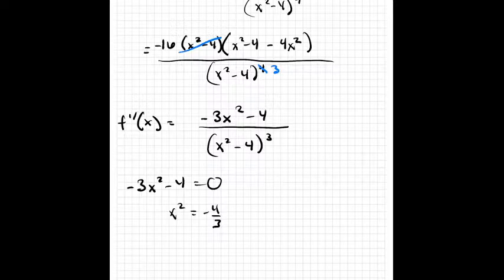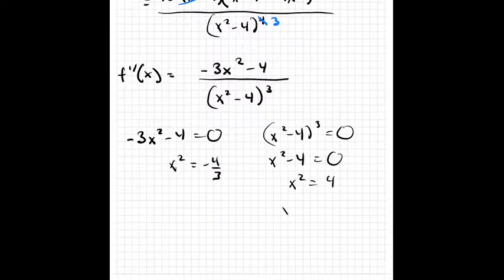Okay, let's set the denominator to 0 and solve. So we have x squared minus 4, cubed, equal to 0. Cube root on both sides: x squared minus 4 equals 0. Add 4: x squared equals 4. And these are points of inflection where it goes from concave up to concave down. Plus or minus 2, right? So these are the vertical asymptotes.